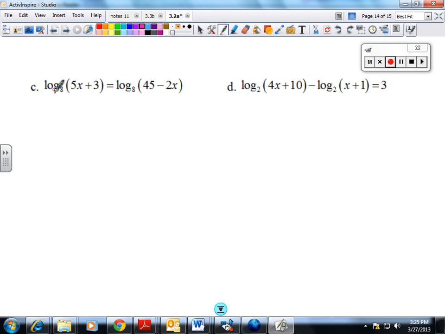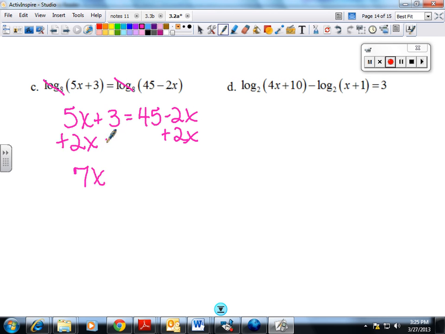This one, it's pretty simple. It's just log equals log, so I just kill it. So I got 5x plus 3 equals 45 minus 2x. You add 2x, add 2x, so that'd be 7x plus 3 equals 45. Subtract 3, 7x equals 42. Divide by 7, x equals 6.